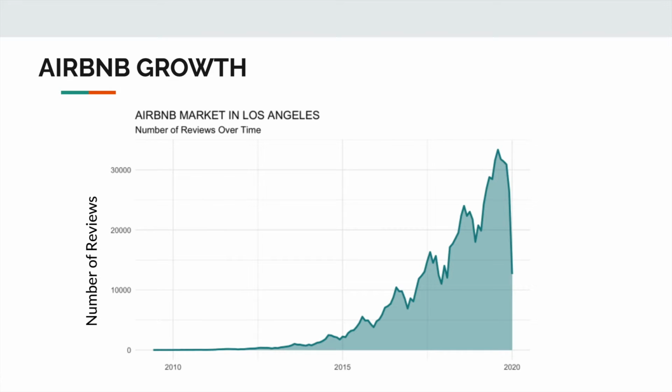We started by establishing a bird's eye view of Airbnb's growth in LA. So using the number of reviews as a proxy for the number of bookings, we plotted a time series chart, and as you can see, there has been immense growth over the past 10 years. This confirms that Airbnb is an attractive investment and will be lucrative as an alternative stream of income for hosts.